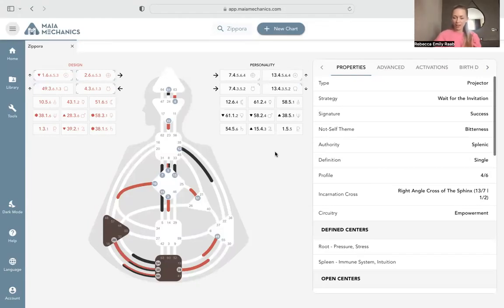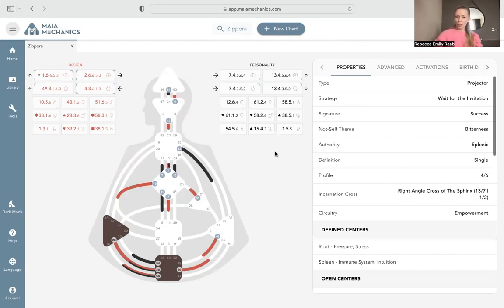So within this session, I'm going to look at three core parts of your chart. So this is your unique self, which is your true self. So this is how different you are than anyone else. This is looking into your definition, the colored in areas of your chart.